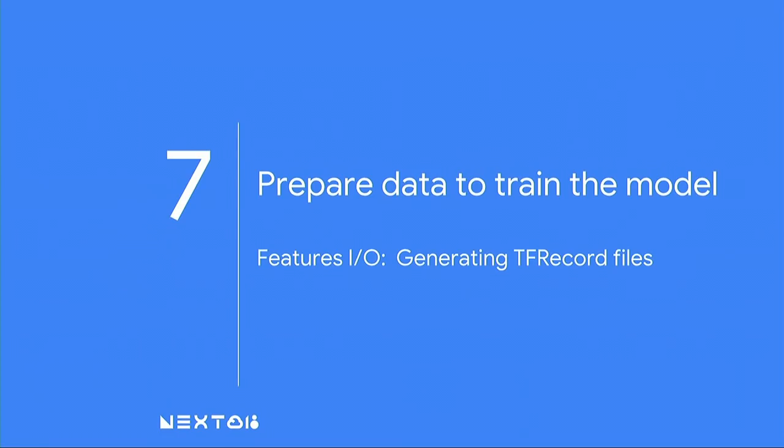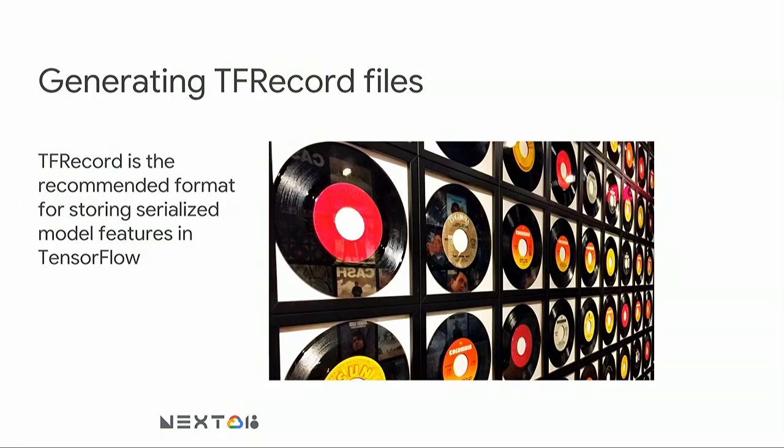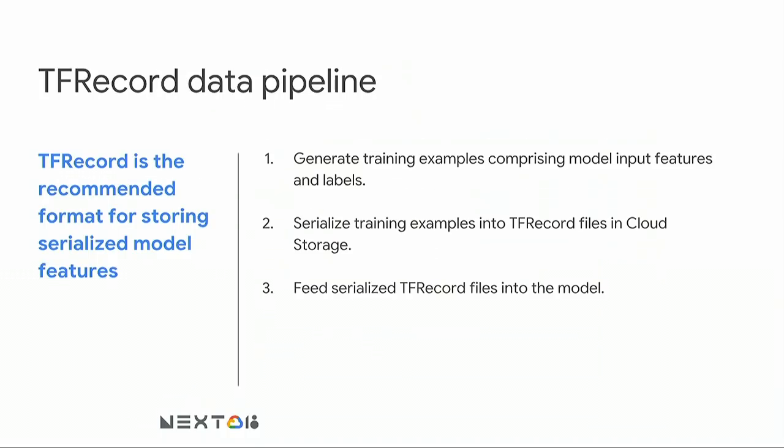OK, generating TFRecord files. So TFRecord is the recommended format for storing serialized model features in TensorFlow. So what we do, we run queries in BigQuery to get the data. We put data into data frames. We apply additional transformations. And then we use those data frames with everything prepared to generate TFRecord files. And those files will be later fed to the model for training. So there are three steps here. Generating training examples comprising model input features, serializing training examples into TFRecord files, and feeding TFRecord files into the model.